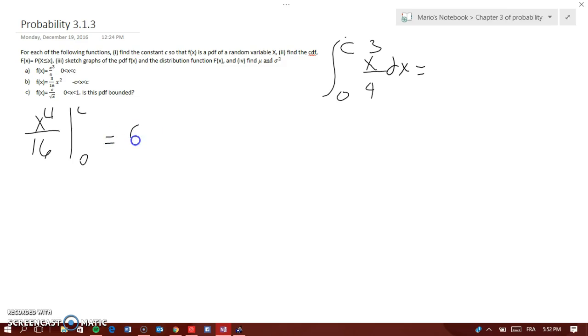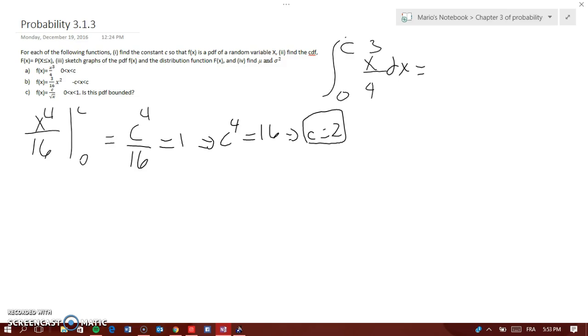Now, that would be c to the power of 4 over 16, and that equals 1 because the probability of everything equals 1. So c to the power of 4 would be equal to 16, so C would be equal to 2. We find C.